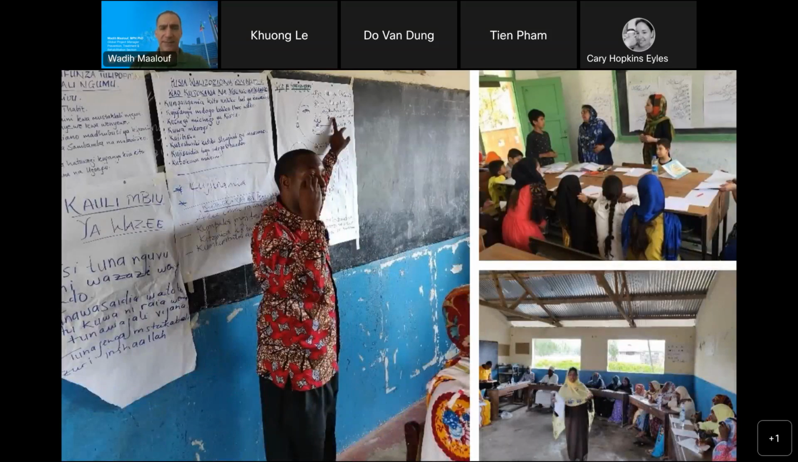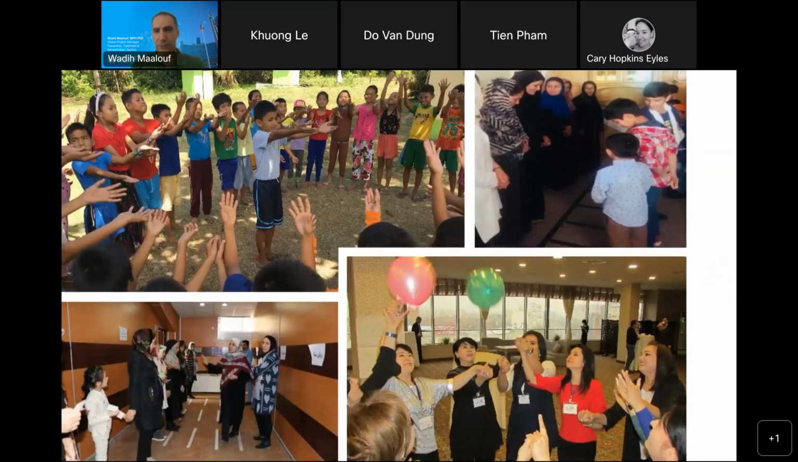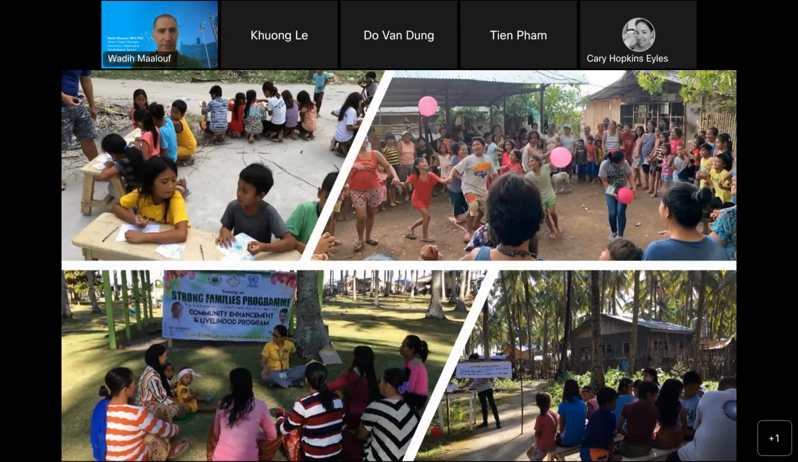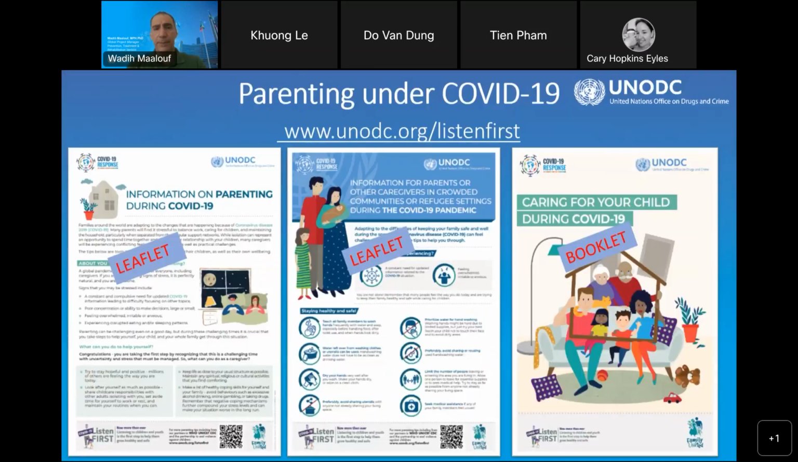So you see the simplicity: this is from Zanzibar, it's just paper and pen and a normal classroom. These are photos from the Philippines and from Central Asia. This is also from the Philippines and from Bangladesh as well. So that's an important component that I will not dwell on more, to leave more room for discussion.